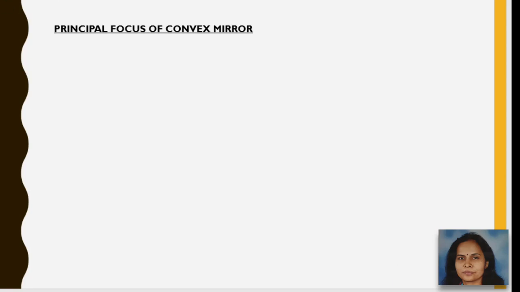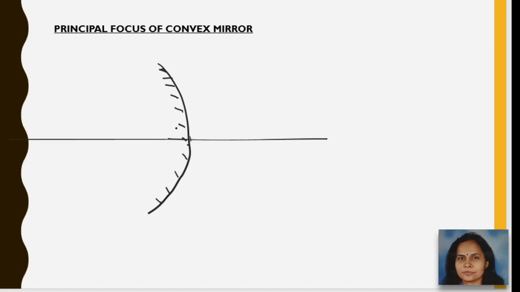So for a convex mirror, since it is curved outward, I am making it this side. This is the non-reflecting surface, and this one is the reflecting surface, so it's a convex mirror. Now we have to draw the principal axis at the midpoint of the aperture. So draw the principal axis here. Since the principal axis is an imaginary line, I can extend it on both sides, right?